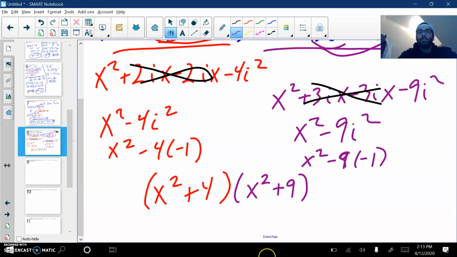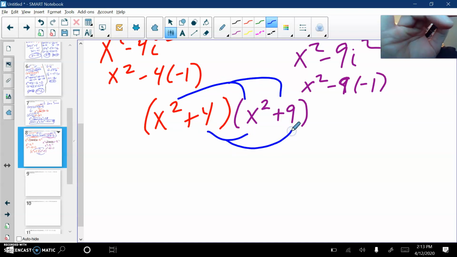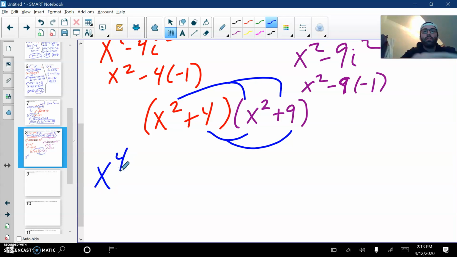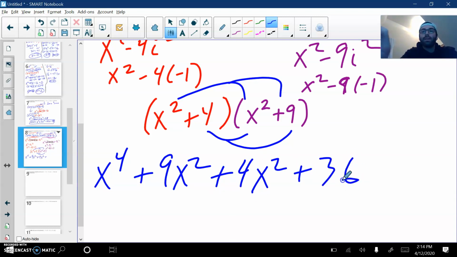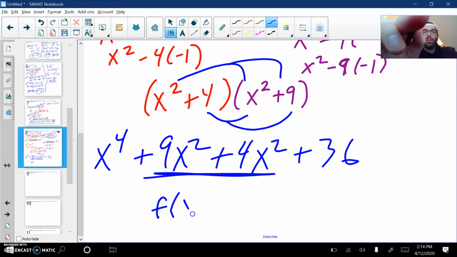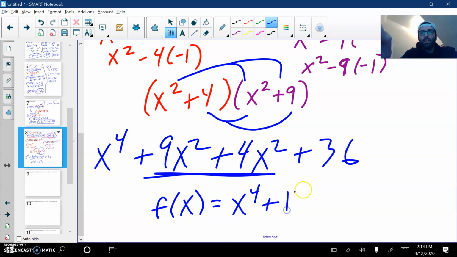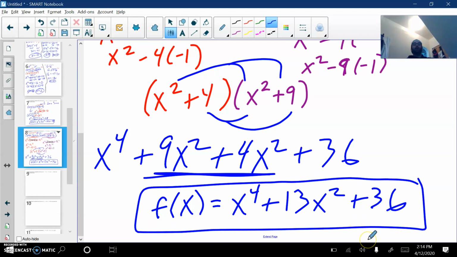Now I'm not done, because I actually want to multiply these two binomials together here. When I multiply these two binomials, just like FOILing, except I have x squareds this time. So I have x to the 4th plus 9x squared plus 4x squared plus 36. So my final answer, if I combine my two like terms here, I get f of x equals x to the 4th plus 13x squared plus 36. That's our polynomial.